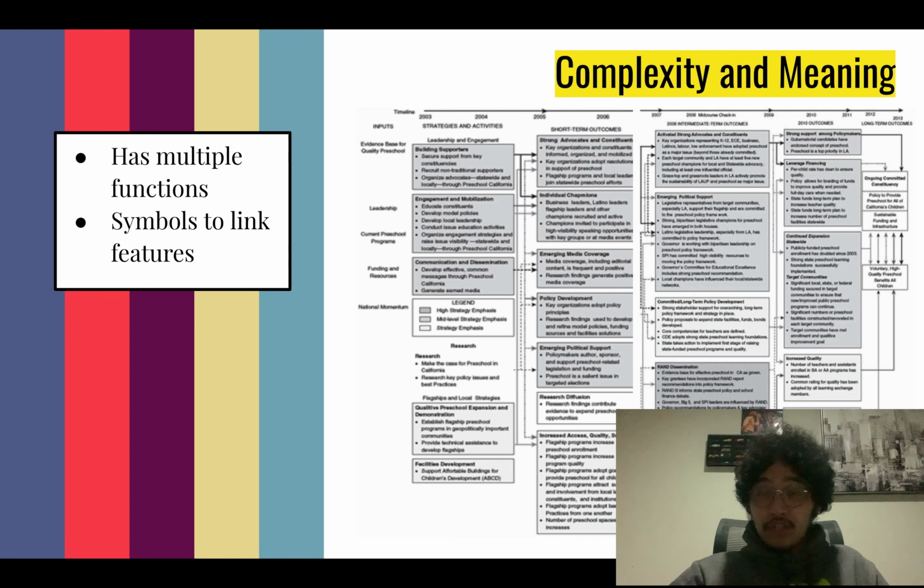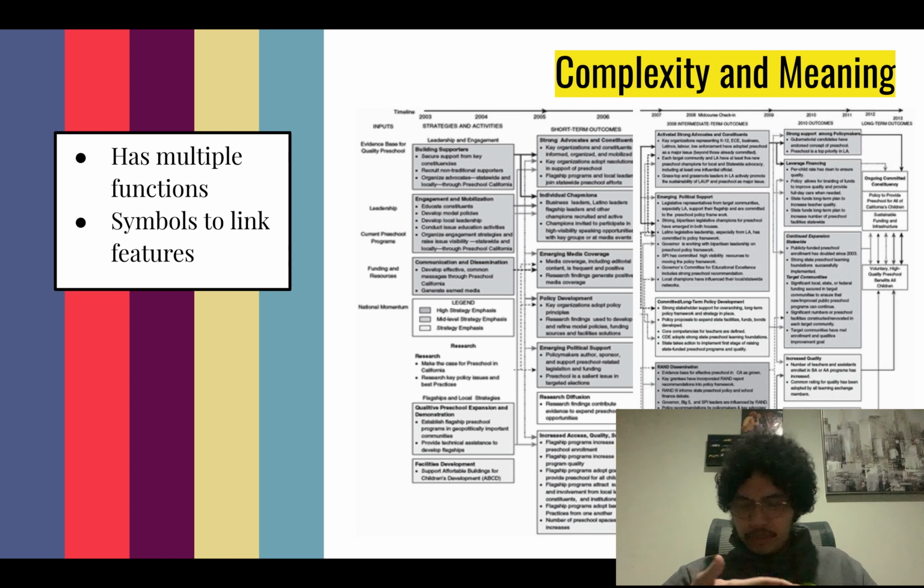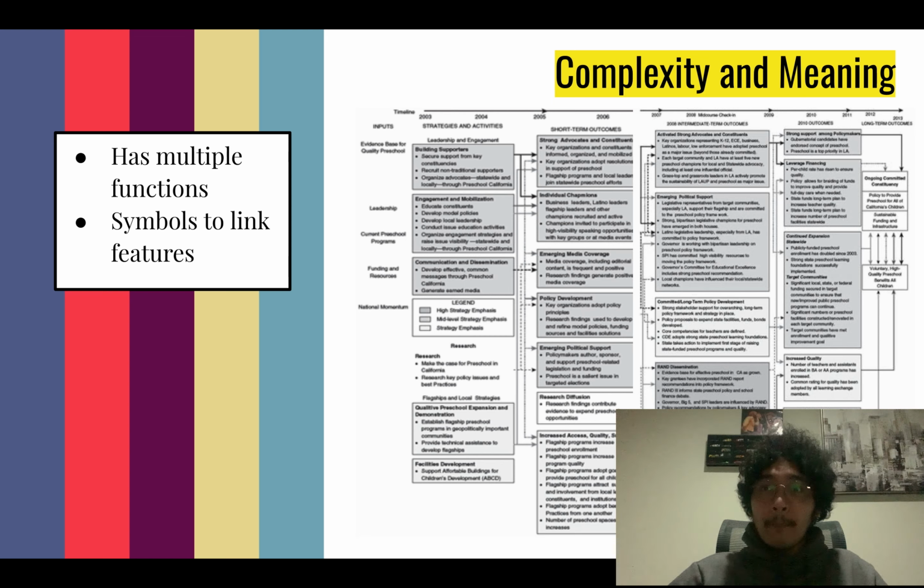The second key feature is complexity and meaning. Logic models have different kinds of complexity and meanings. Maybe some models are simple and easy to read or interpret, or maybe some models are very complex and very dense. As you can see in the slide, this is an example of a multi-strategy model, and it is very dense and complex because it has multiple functions from planning, managing, evaluation, and communication, and it also has many arrows and tooling features in the model, which make it even more complex.